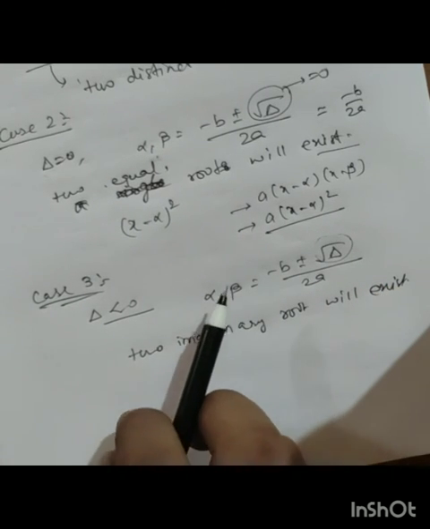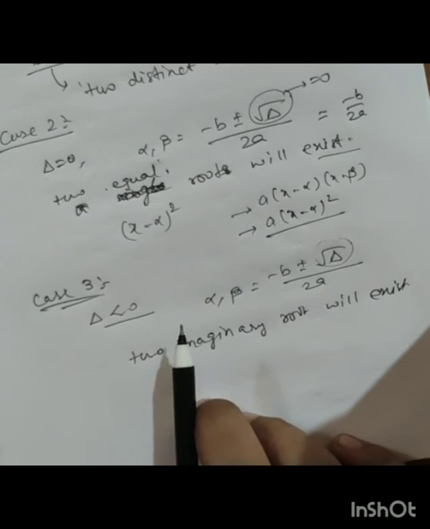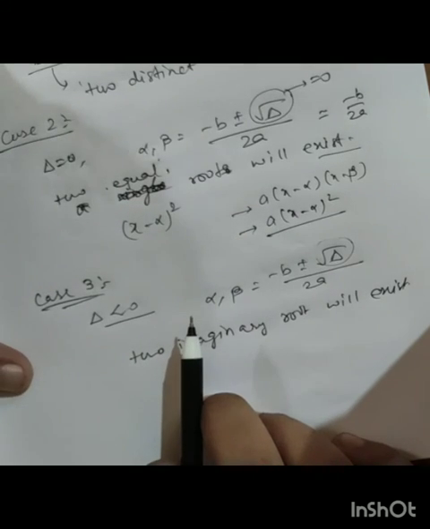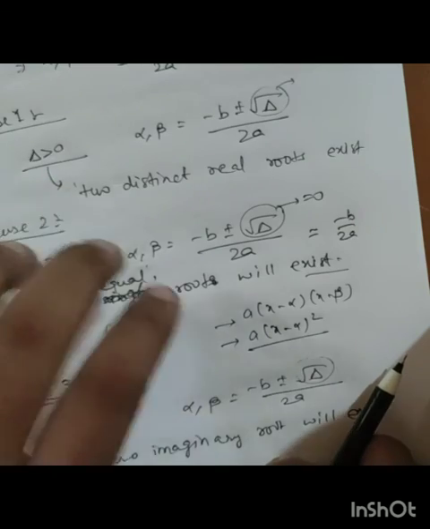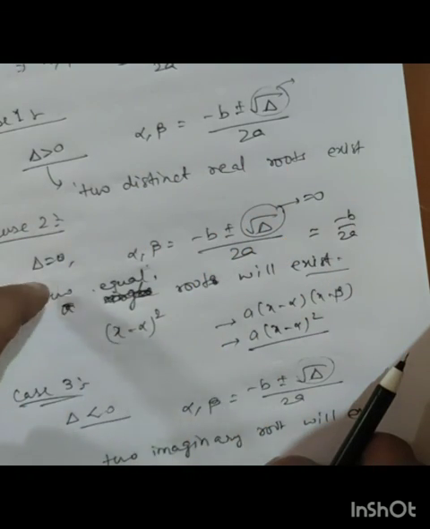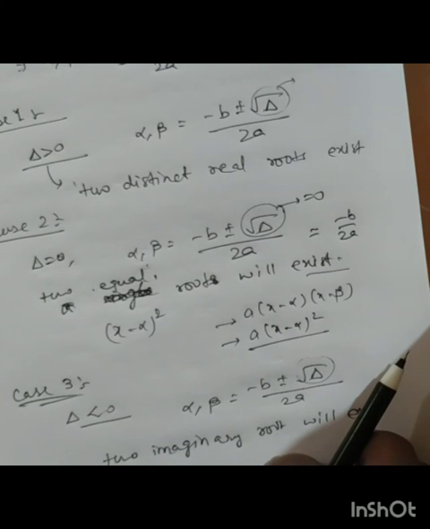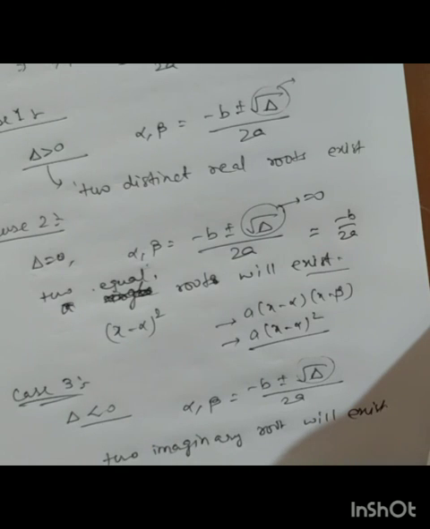So we understood that there are three cases of delta. In the first case, if delta is greater than 0, then two distinct real roots will exist. If delta is equal to 0, then two equal roots will exist. Two real and equal roots will exist. In case 3, if delta is less than 0, then two imaginary roots will exist.